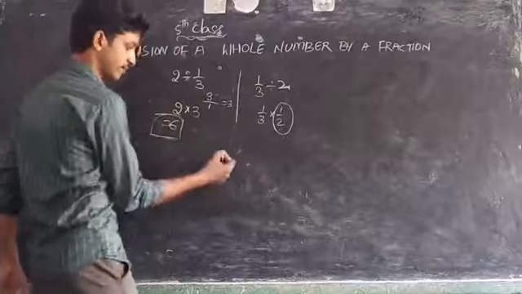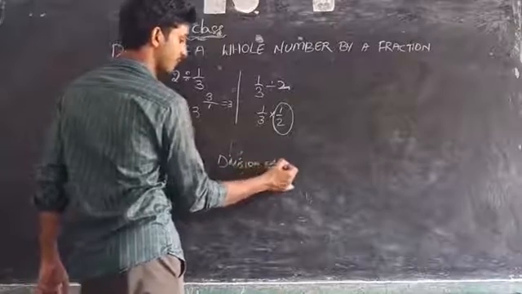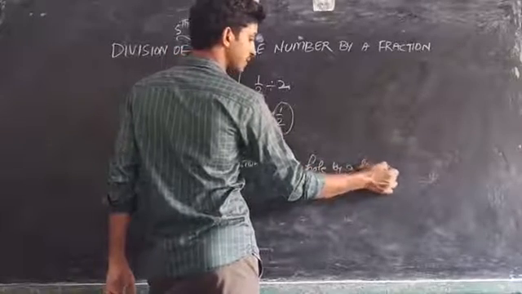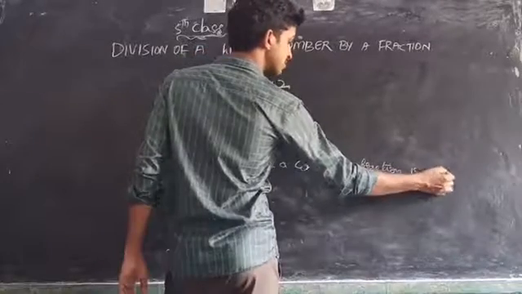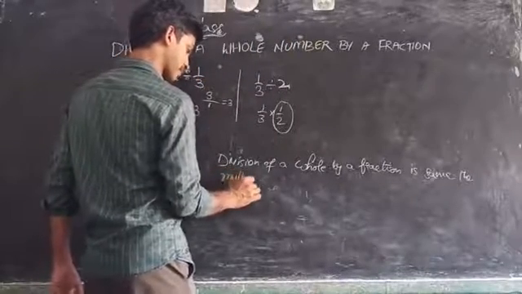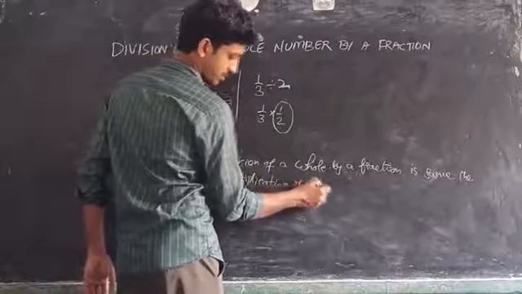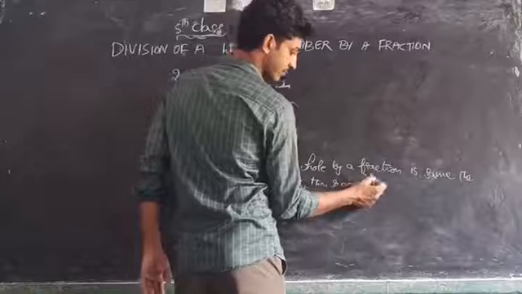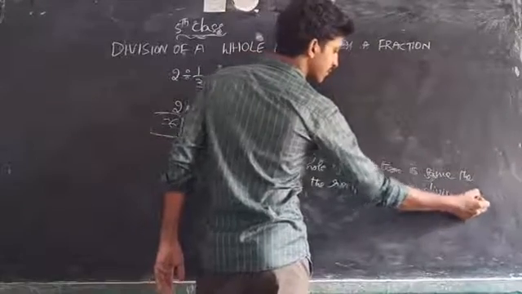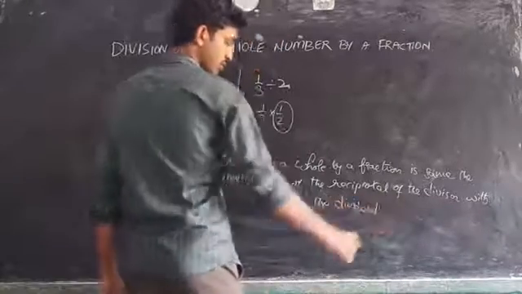So here we note this point. Division of a whole number by a fraction is the same as the multiplication of the reciprocal of the divisor with the dividend. Okay, children, note this point.